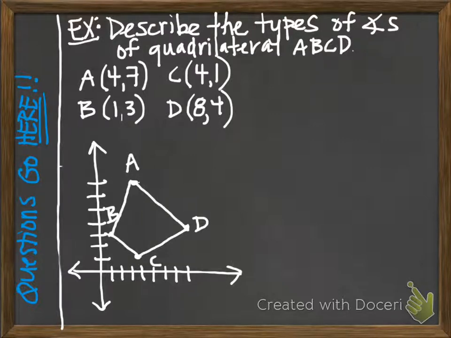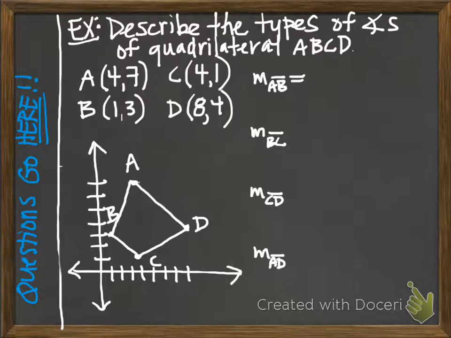Okay, so here is my quadrilateral ABCD. In order for us to describe the 4 angles in this quadrilateral, we really need to look at the slopes of the 4 segments to see how they meet. So let's find the slope of each. We're going to find the slope of segment AB, segment BC, segment CD, and segment AD.